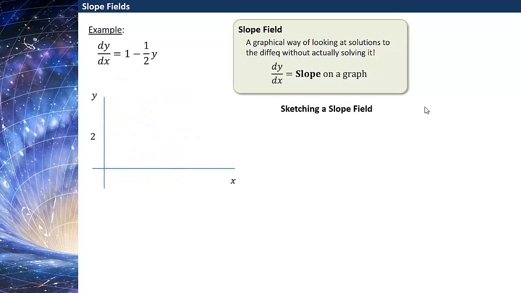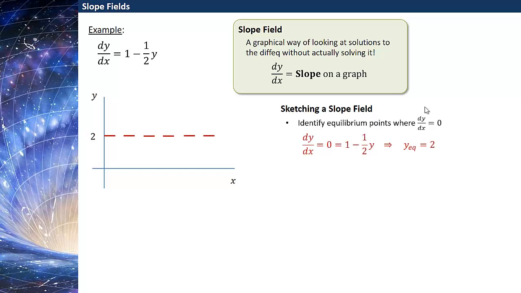So how do you sketch a slope field? Well, what we're going to do is use this differential equation, and we're first going to see if there are any equilibrium points. Equilibrium points are locations where dy/dx is equal to 0. And indeed, if we set dy/dx equal to 0, this happens when y is equal to 2. And so we can see everywhere when y is equal to 2, the slope will be 0. So in the graph, we place at the line y equal to 2 horizontal lines showing that the slope is 0 along that line.